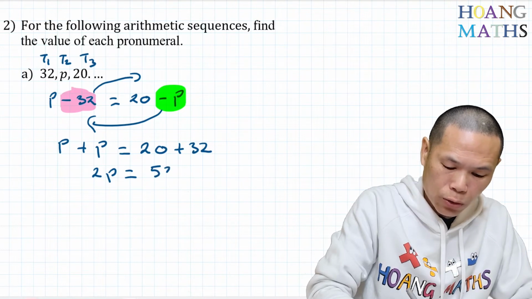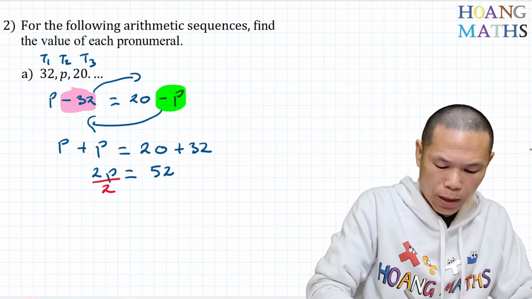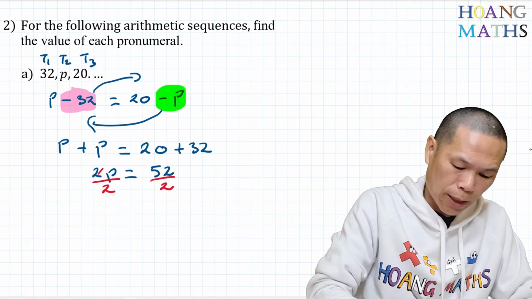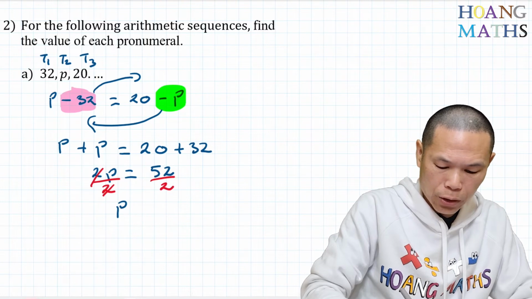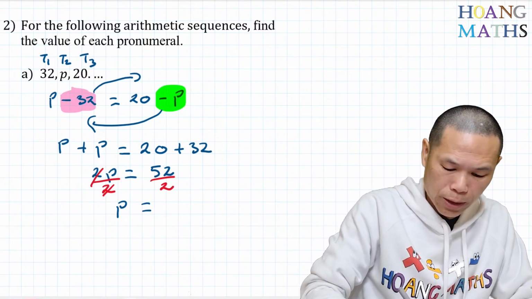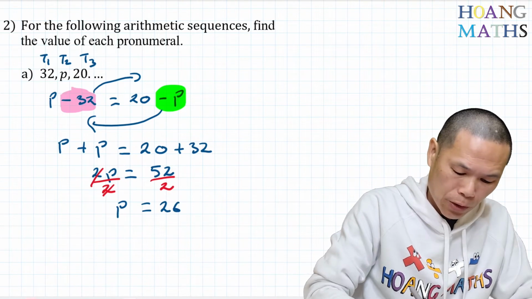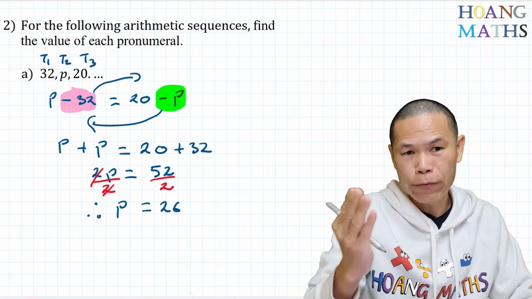So 52. Now we just divide everything by 2 and divide this by 2. So that cancels out. On the left-hand side, we are left with p. So 52 divided by 2 is 26. So therefore, p is 26. And I hope you got it correct.